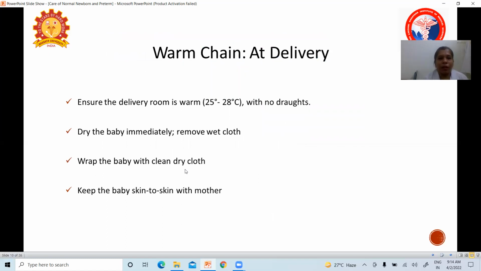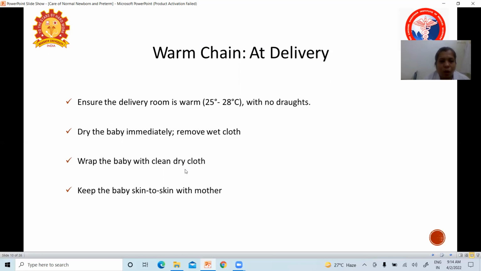Now after receiving the baby, when the baby is born out of the mother's womb, what is the warm chain? The baby's temperature should be maintained. The delivery room should be warm, between 25 to 28 degrees, without any draughts, without dry winds. All the windows should be closed and the temperature should be maintained. Dry the baby immediately. The wet linens which we have removed when receiving the baby should be removed.